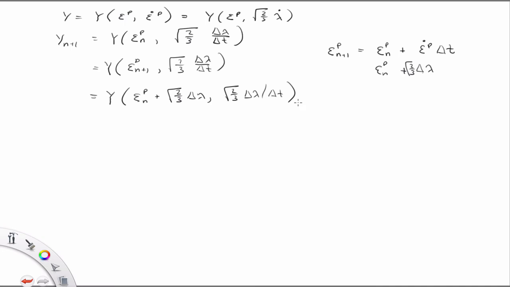So there's sort of two choices here. Here's choice one, and here's choice two. And they'll give you slightly different answers, okay? This choice two would be the most accurate way, but it's also a little bit more computationally expensive, because now you're guaranteed to have an implicit equation in delta lambda. Because you're going to solve delta lambda ultimately. You're going to plug this back into the equation and end up with something that looks like this.